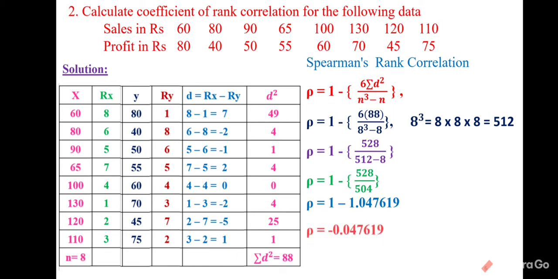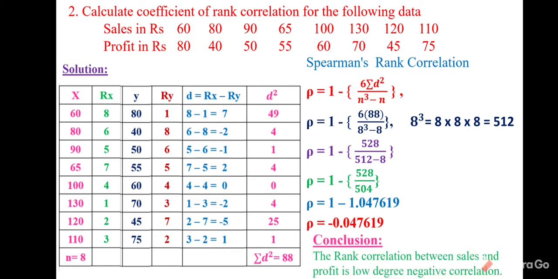Then subtract, we will get minus 0.047619. This value lies between 0 and minus 0.25. Since the negative side is low, it is low degree negative correlation. So here the given is sales in rupees and profit in rupees. The rank correlation between sales and profit is low degree negative correlation. According to the given question, we need to change the conclusion.